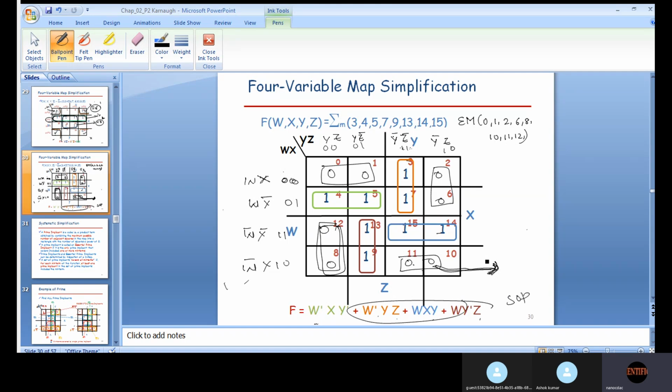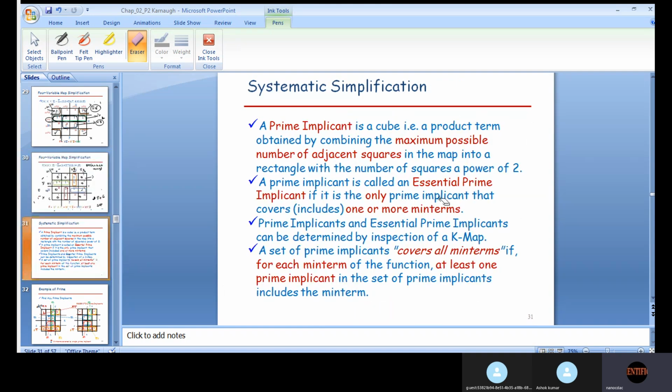Okay, so now to write POS, I have to take the max terms. So there is one group with these max terms. To write the POS, the product term, what will you do? What is this? Y bar plus W bar. W is there, Y bar plus W bar. So like that you will be writing, the same way we did in the 3 variable K map. Okay, so you will be using the product term. Okay, so this is about 4 variable K map.